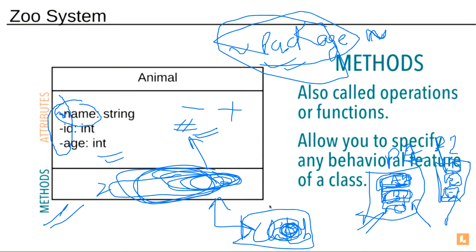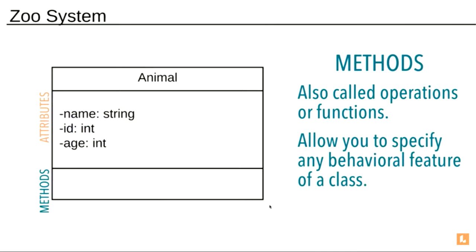Generally you are going to use only these three visibilities: private, protected, and public. Clear? Any doubts in visibility? Okay, clear? Now the third box.